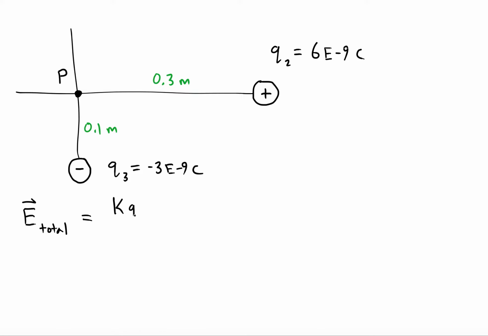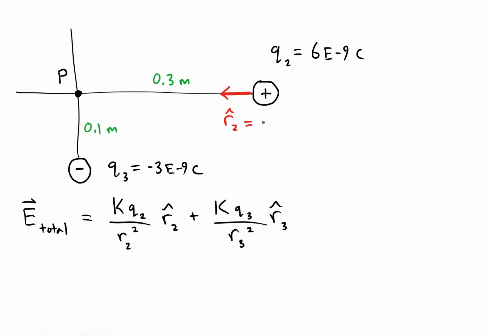If we use the formula without absolute value and use the R hats this time, how would it look different? Well, first we'd have to identify what the R hats are. R2 hat will point from the charge exerting a field toward the point where we're evaluating the field. This is going to be R2 hat.